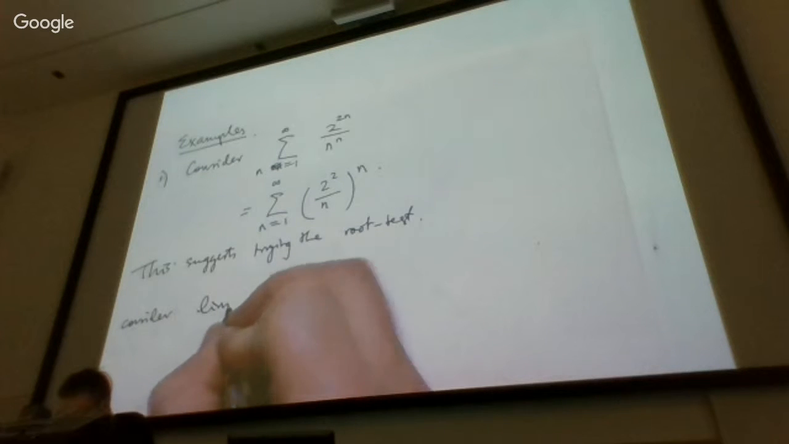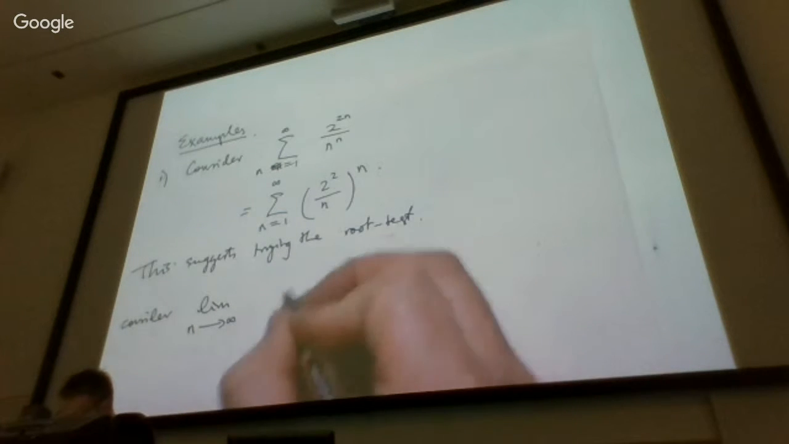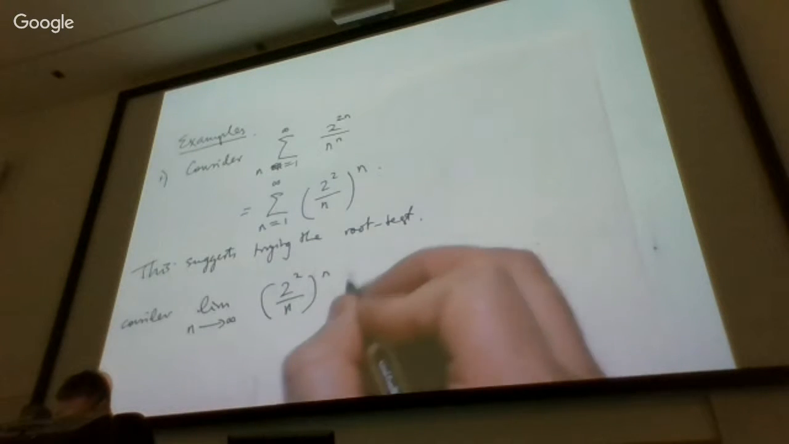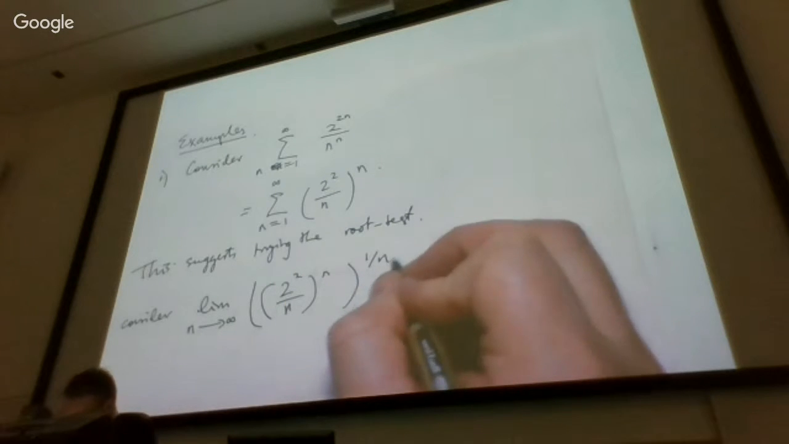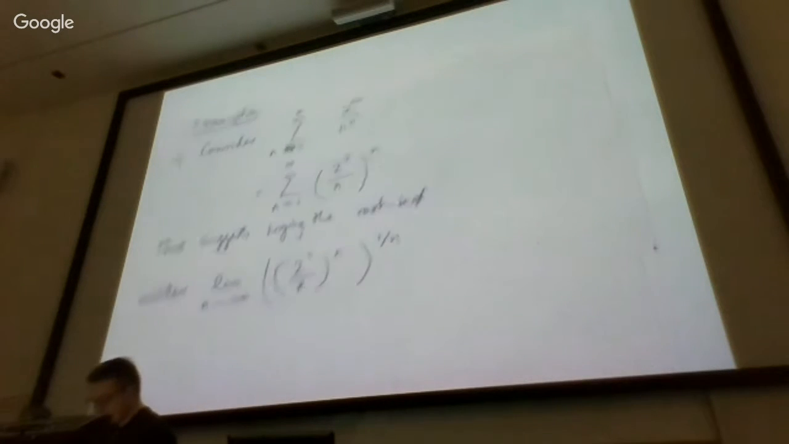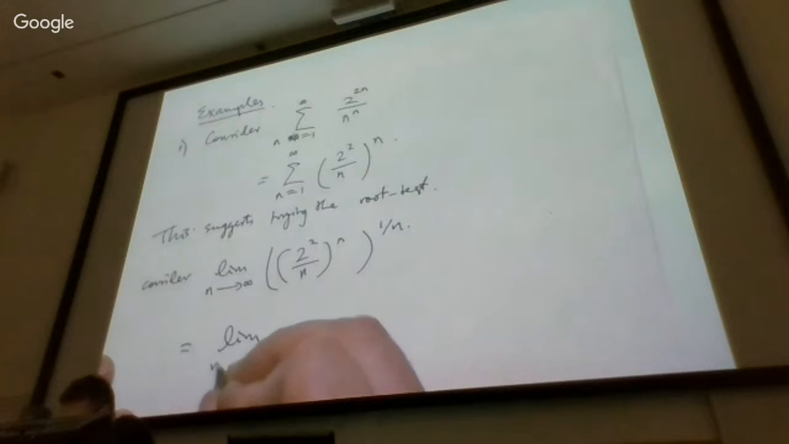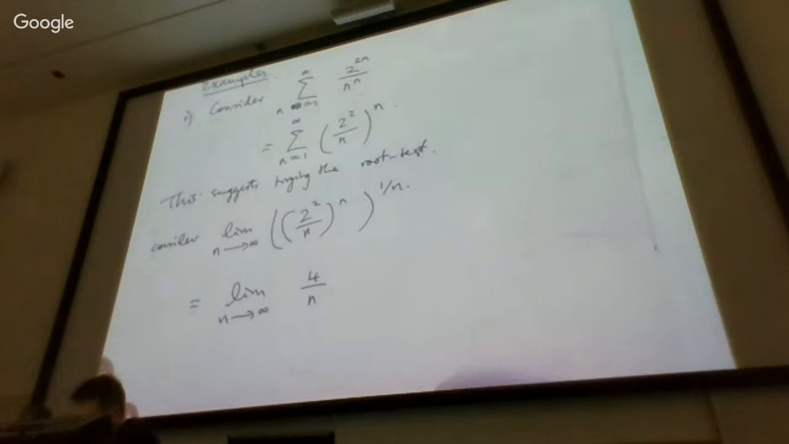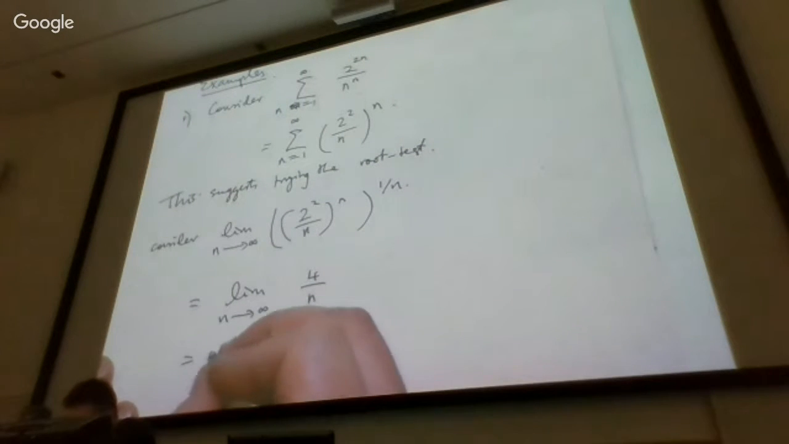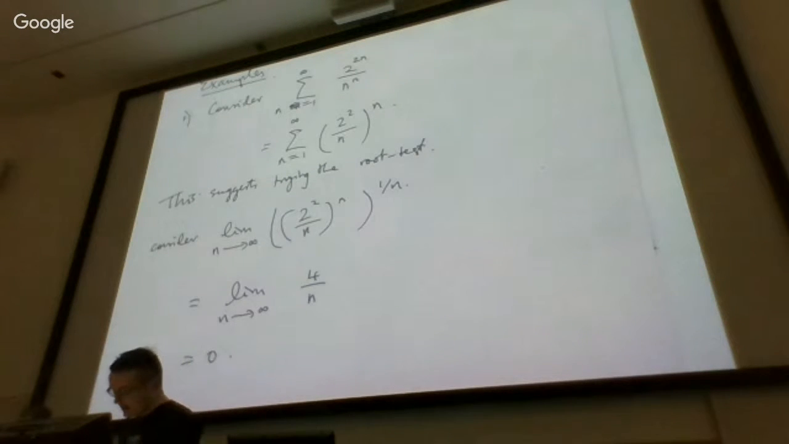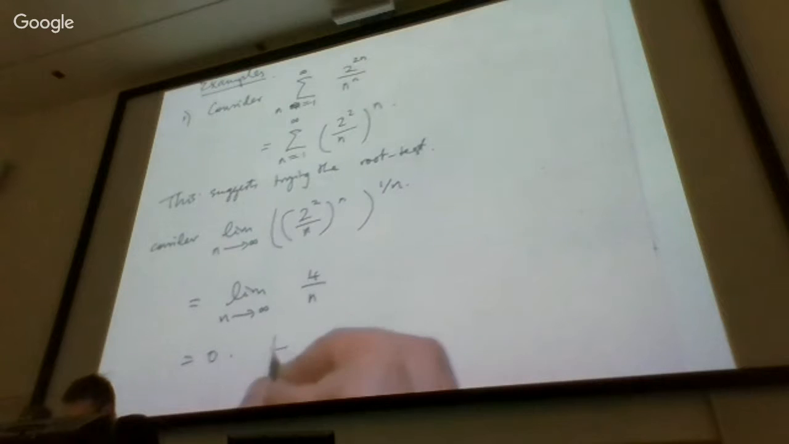So we attempt to find the limit as n goes to infinity of the term from our series, which is raised to the power n, itself raised to the power 1 over n. So these two operations cancel each other out. So this is just the limit of 4 over n as n goes to infinity, which of course is equal to 0. So we have found our L.